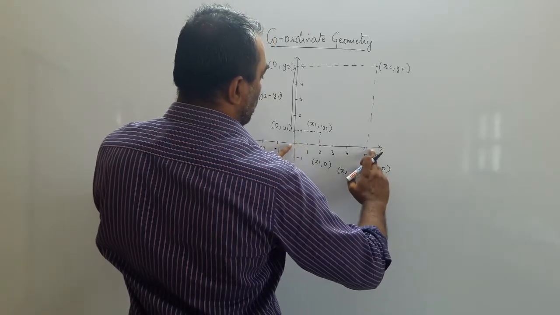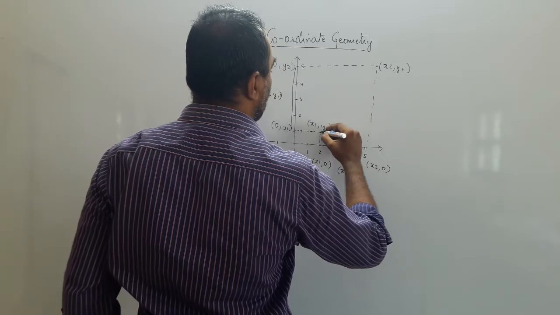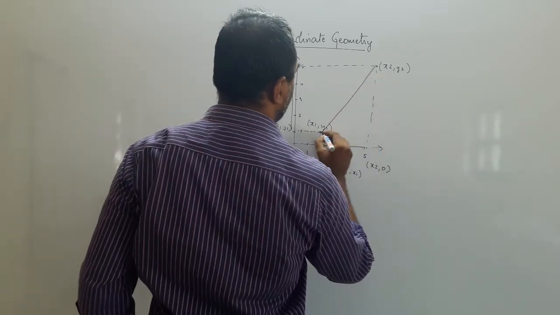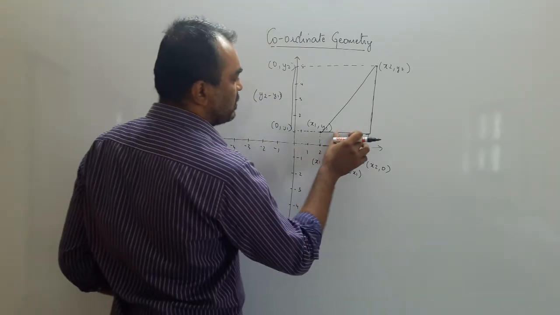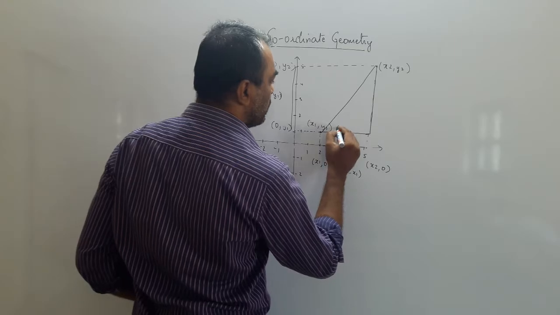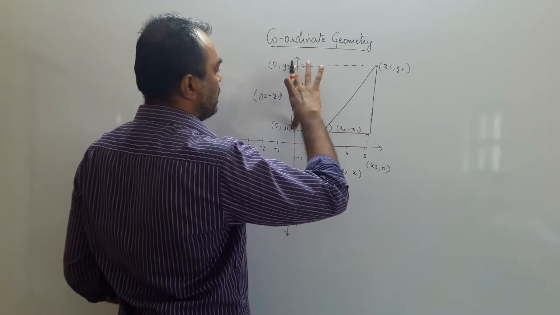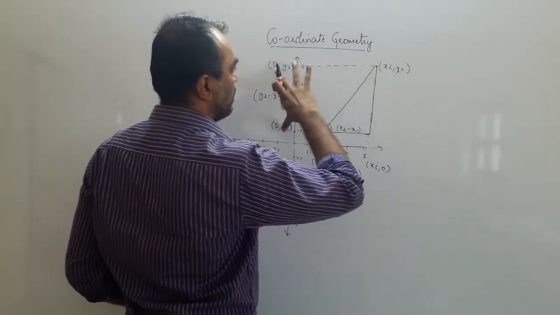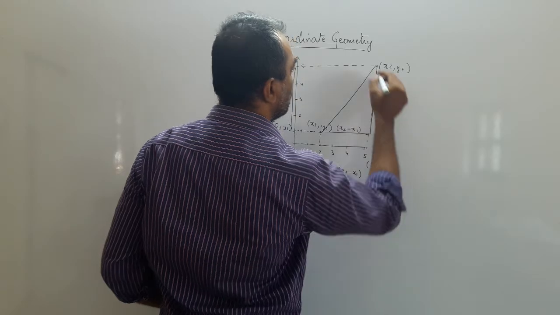So from x2, if I cut off the x1, I get x2 minus x1. So now I join these 2 points and I make this triangle. Now you can say this side and this side are equal. So if this is x2 minus x1, this also should be x2 minus x1. And if this side is y2 minus y1, this is a rectangle, so this side will also be y2 minus y1.